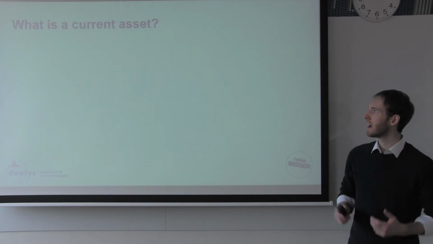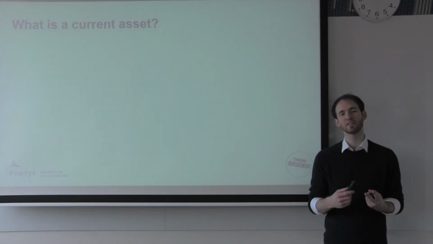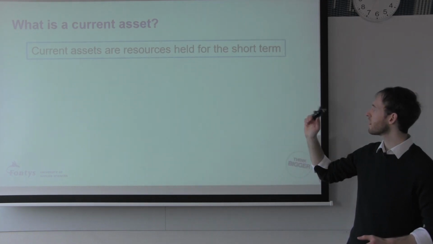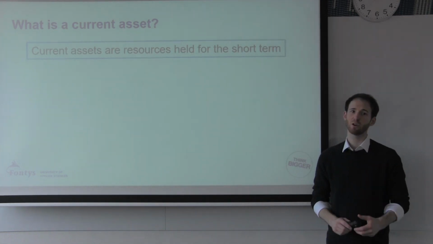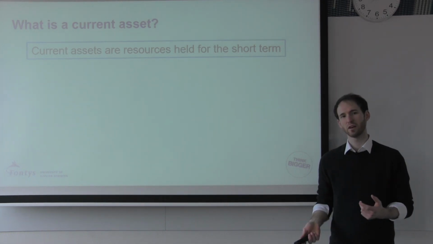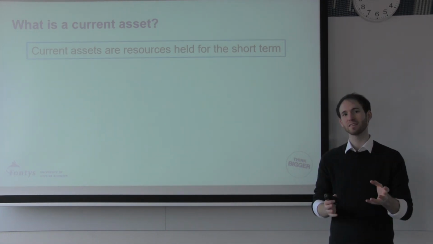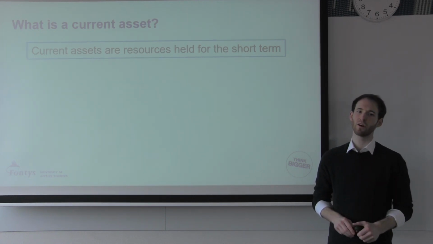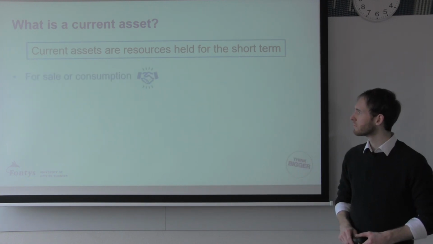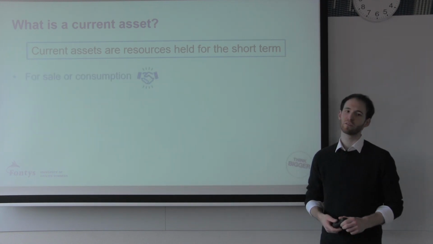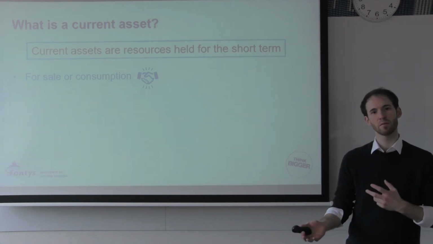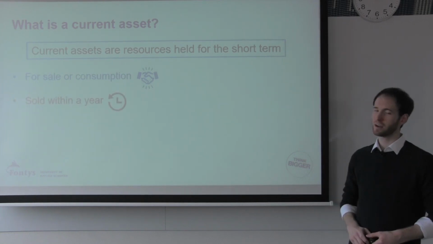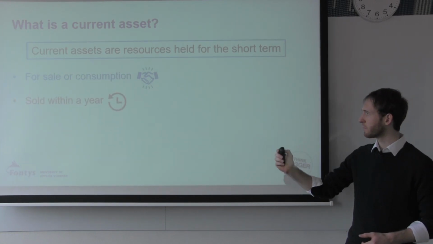Let's now look at, as I said before, the two types of assets, current assets and non-current assets. Let's start with the current assets. Current assets are those resources held for the short term, and short term means less than 1 year. So those resources that you keep for less than a year are called current assets. The important thing is they are for sale or consumption. So you as a business sell them or you use them for other parts of your business. They're sold within a year or used up within a year.